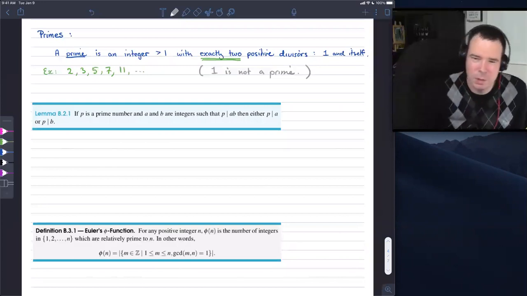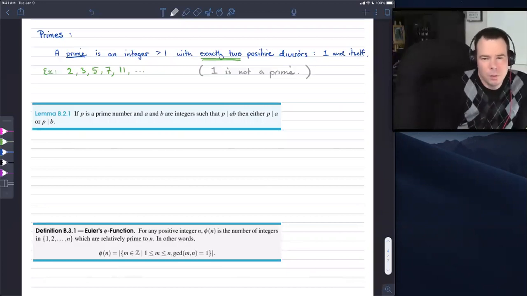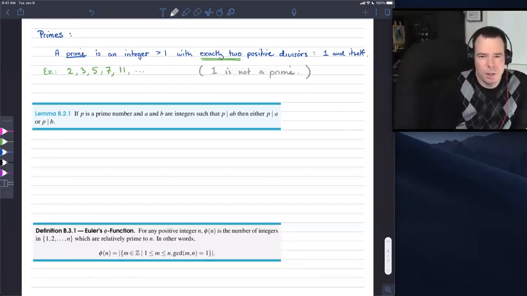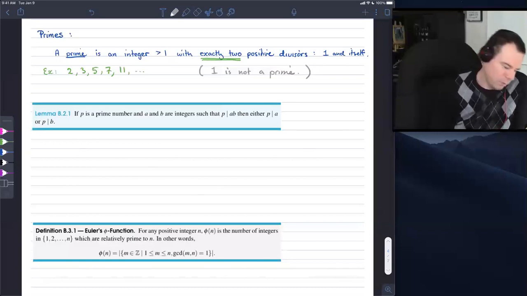Why don't I want 1 to be a prime? Well, the real reason is just that we want a result known as the fundamental theorem of arithmetic to be true. And the fundamental theorem of arithmetic says that every positive integer has a unique factorization into prime numbers, or a unique prime factorization. If we allowed 1 to be a prime, then there wouldn't be unique factorizations, because you could insert any number of 1s as factors and get different factorizations.